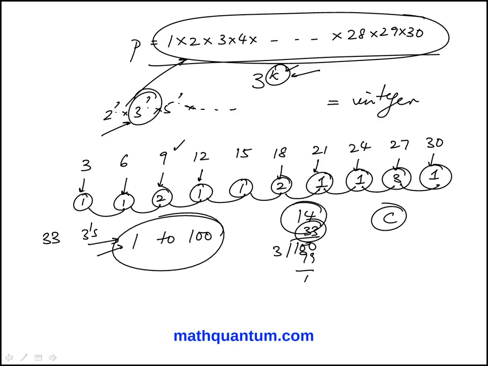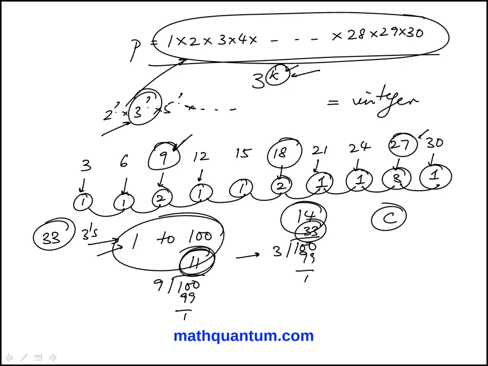But 3 comes twice in numbers that are multiples of 9, like 9, 18, 27. Well, 27 is 3 cubed, but I'll come back to that. If I count the number of multiples of 9 from 1 to 100, I divide 100 by 9. So there are 11 of them. I've counted the first set of 3's already when I did the 33 3's. So I get 11 more 3's in those numbers.